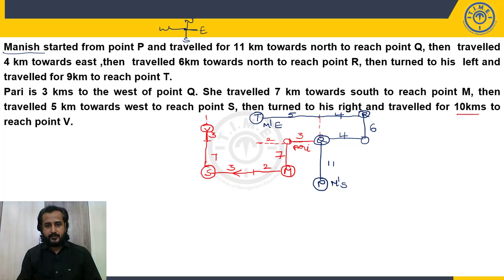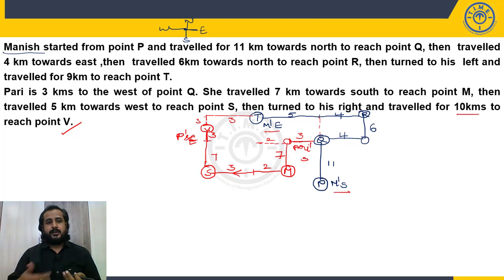Clear? So here how much will be remaining? 3 will be there. And it is how much? 3. Clear? So you need to maintain a little bit of scaling. That's it. 10 kilometers to reach point V. So this is how we need to draw the path. So it is Pari's starting point and it is P's ending point. It is M's starting point, M's ending point. It is Pari's starting point and it is Pari's ending point.